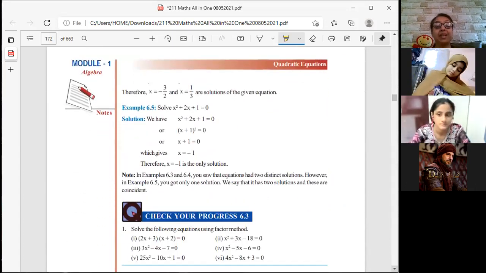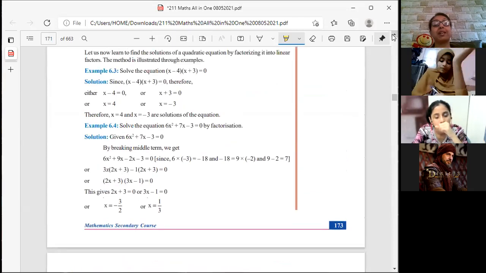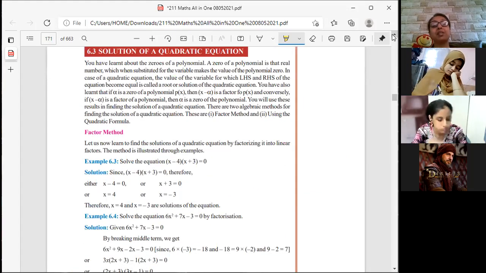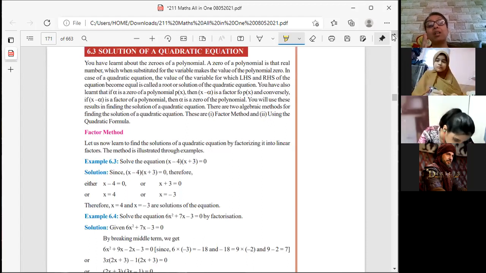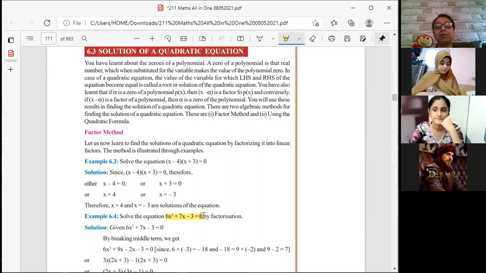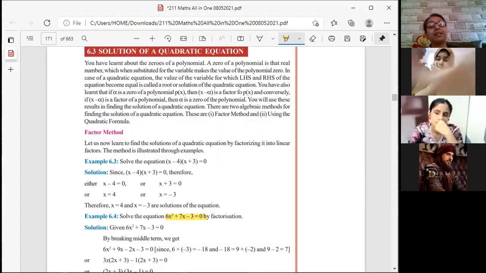Now this 6.3, use the factor method. I will have to teach you. I will not start it for today because it's an entire process. You have to understand it, and I don't want to do it in a hurry, because this is a very important part. We have to solve the quadratic equation. Whenever they give you an equation, we should be able to break it up into factors. I will teach you in the next class. Don't worry at all. For now, we end our class here.